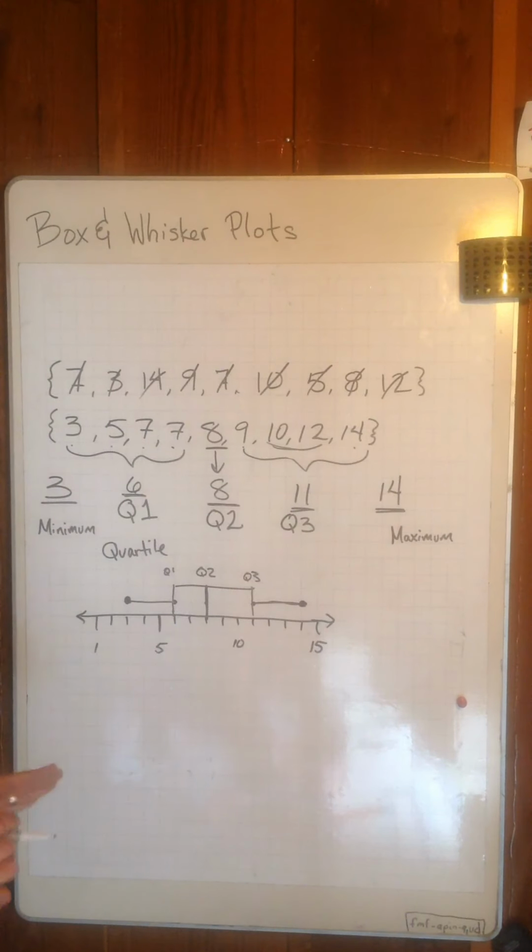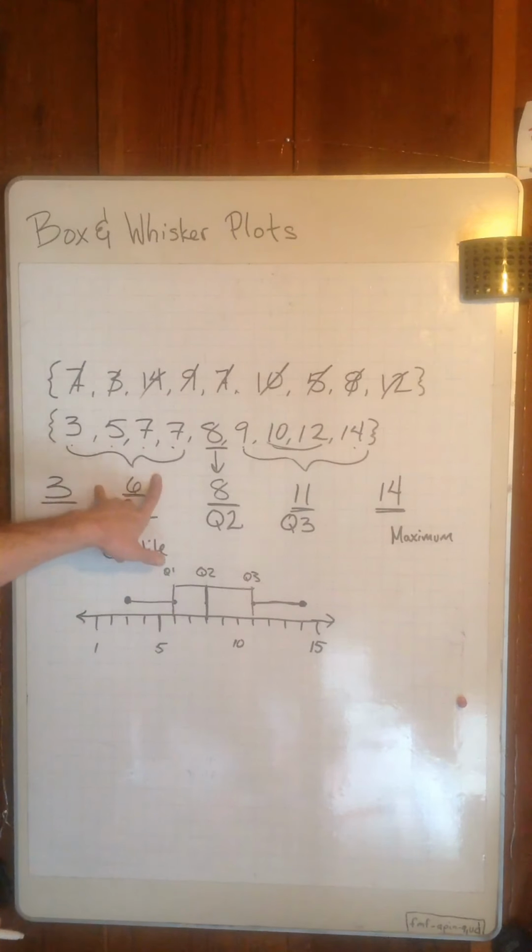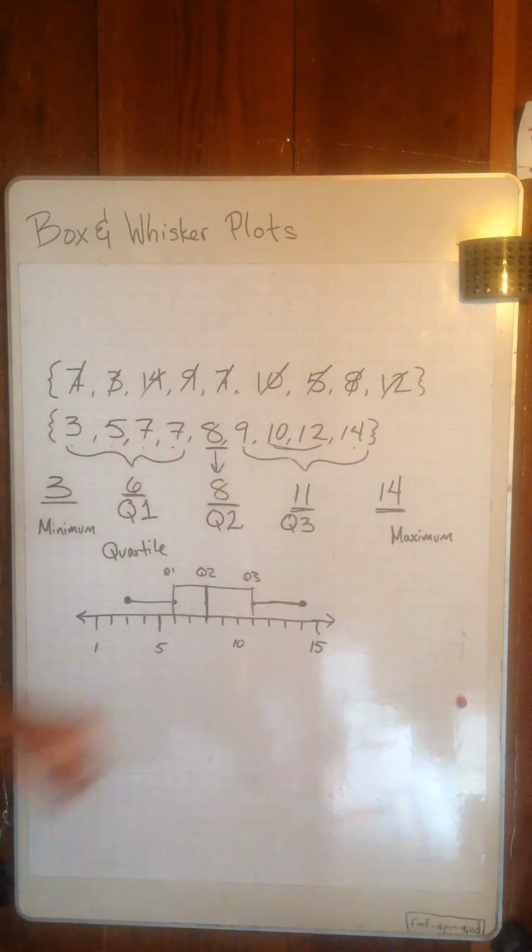So what you're going to do is find the median of the lower half, find the median of the upper half, and then you're going to graph all those numbers on this number line to create your very first box and whisker plot. Good luck, everybody!